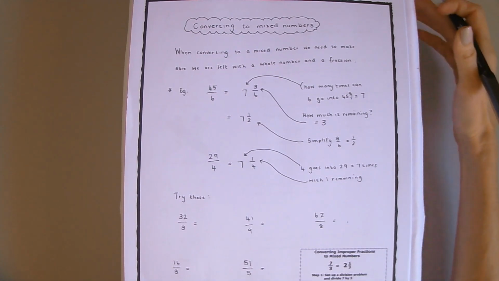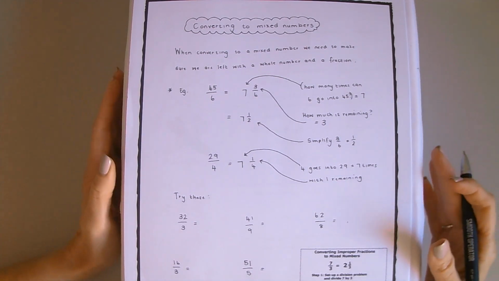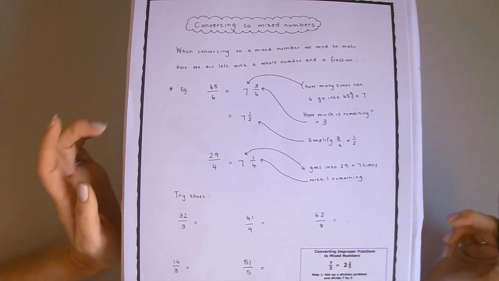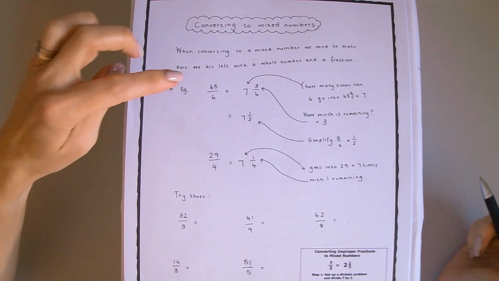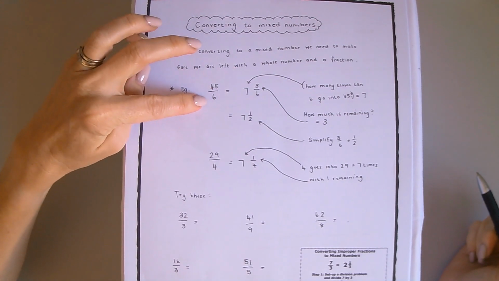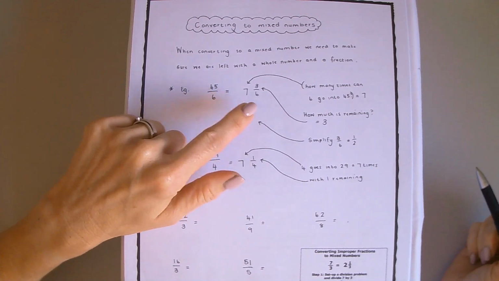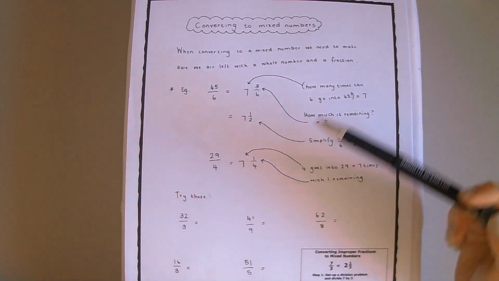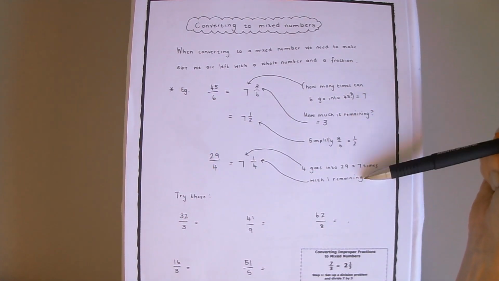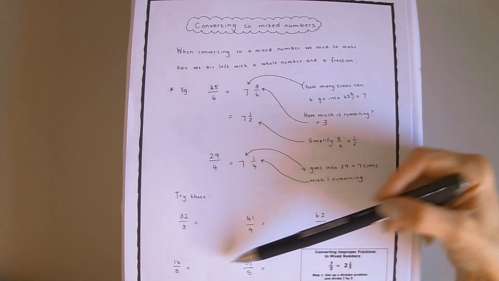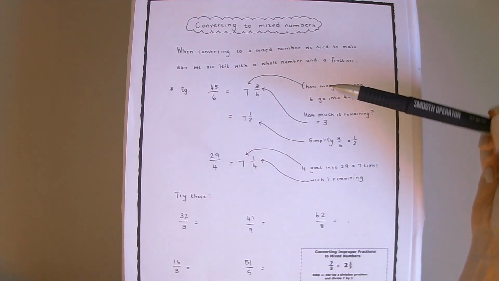Okay, so when converting to a mixed number, we need to make sure that we're left with a whole number and a fraction. Okay, so now we're doing the opposite of what we did earlier. Now we've got the big number on top and the smaller one at the bottom, and we actually need to make it have a whole number and have a fraction. So I've given you a step-by-step count of how to do this. Okay, and hopefully it will help you when you get to doing these by yourself. So let me just go through it with you.